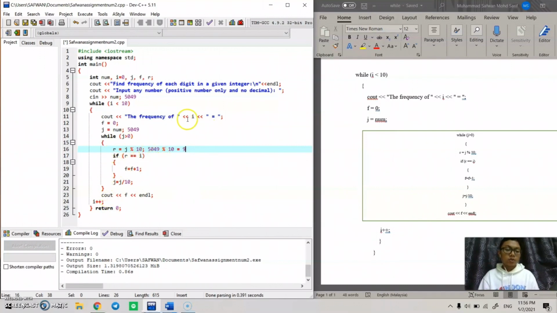But we don't show it yet. We repeat in the inner loop first. So after that, we will divide it first. 50 divide by 10. When we divide by 10, we will get 504. So we will look at the second particular number, which is 4.